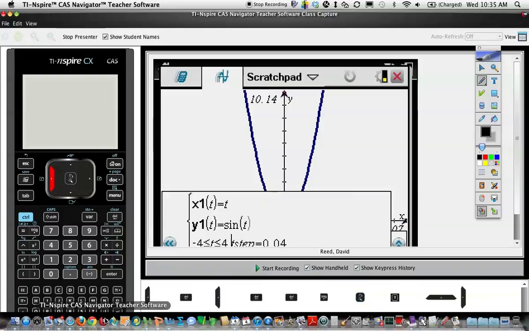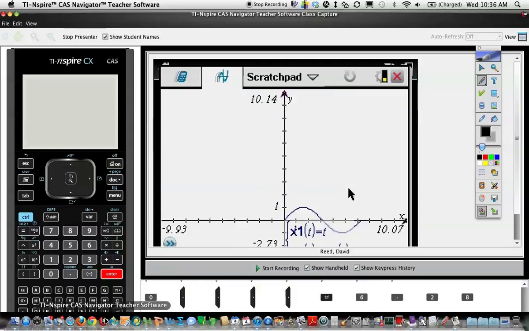Matter of fact, understanding that when you have a parametric equation in front of you helps you, instead of just guessing what a t range should be, this gives you something to try. So go ahead and hit enter on that. Window's not bad. And there it is, the sine graph from 0 to 2 pi.